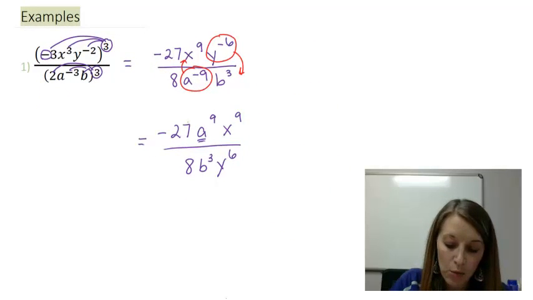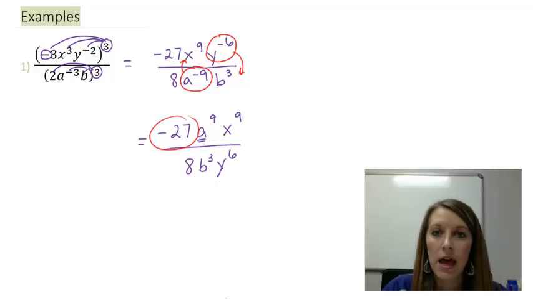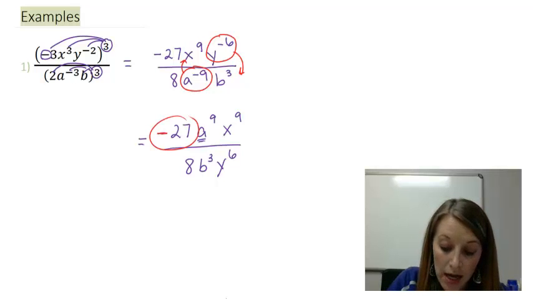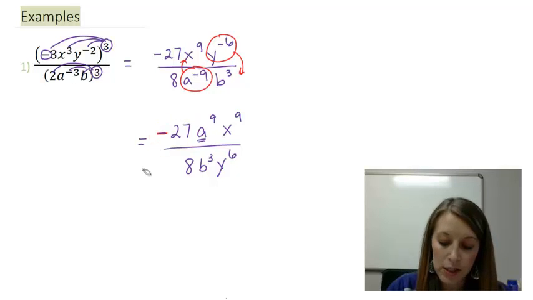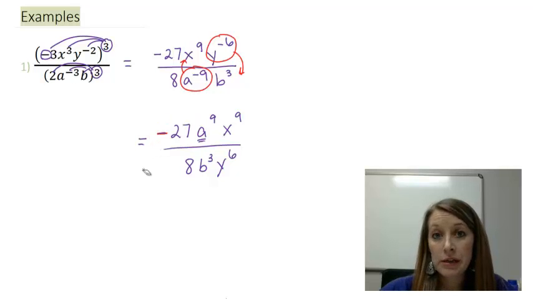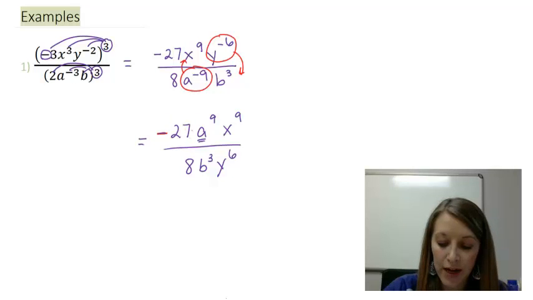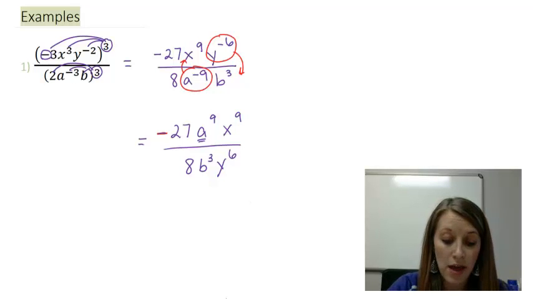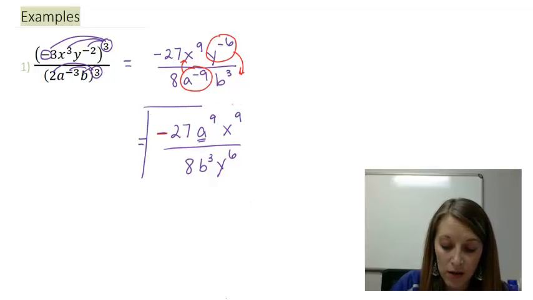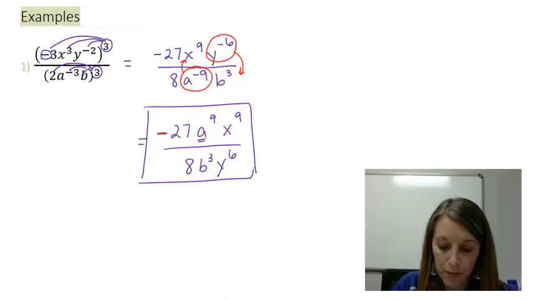Now, why didn't I move this negative 27? It's because the negative is not a bad attitude. It's not an exponent. It's a number out in front. So what else could I do in this problem? And the answer is nothing. I cannot simplify 27 divided by 8, and I can't simplify anything else because they are not similar bases. All of my bases are different variables. So that means I already have the final answer to this example.